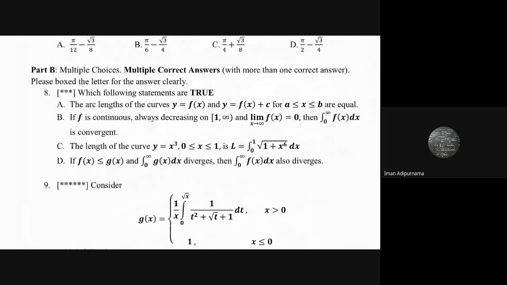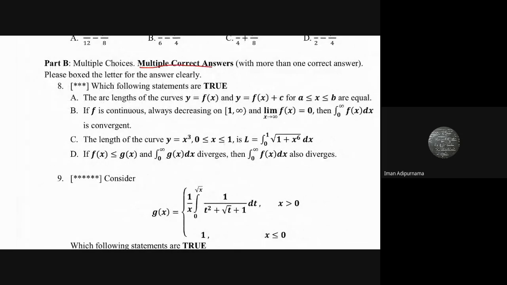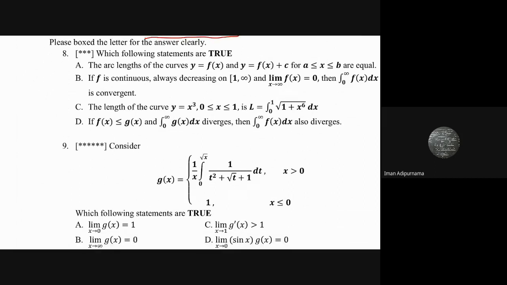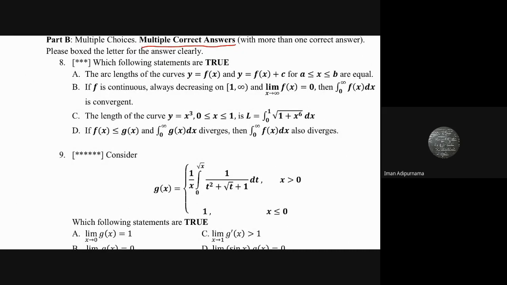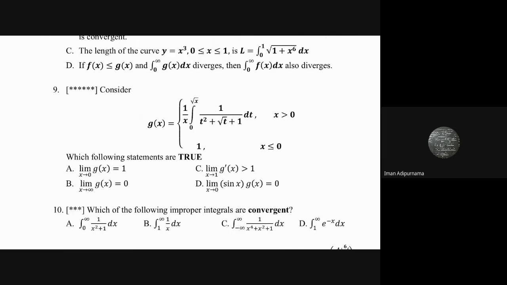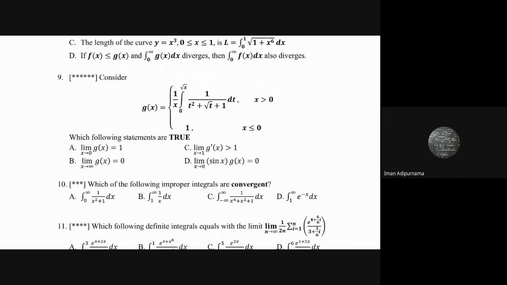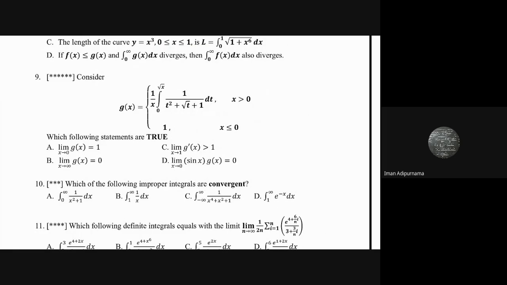Okay, I think we can try number 9. Number 9 is part B. Part B in our case here, you can have multiple correct answers. Which means for each number, you can have not only one correct answer, but multiple. For example, maybe the answer will be A and B, or A and C, or B, C, D, or all correct. It can happen. Okay, let's try number 9.